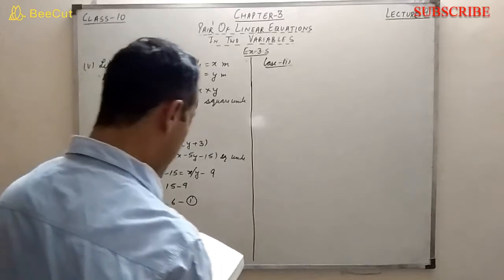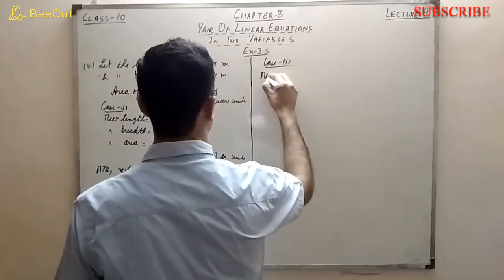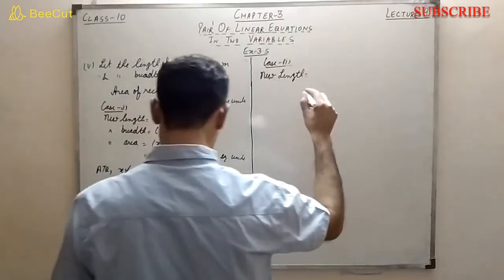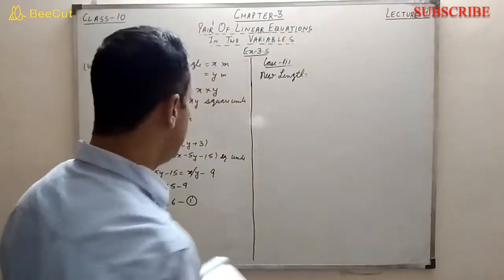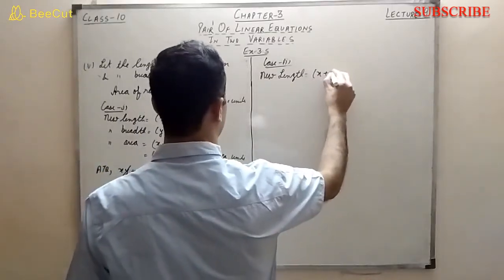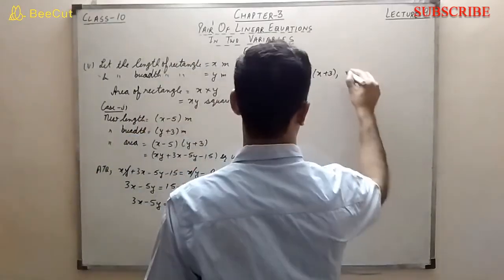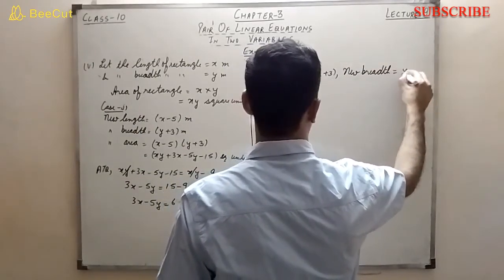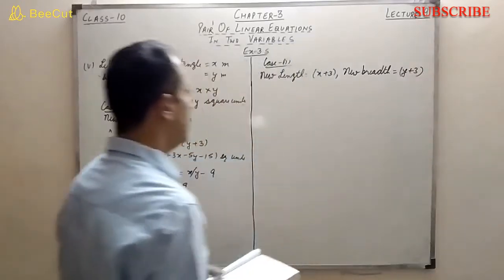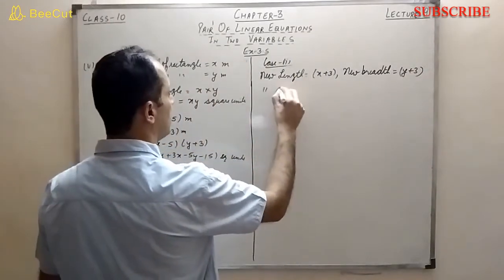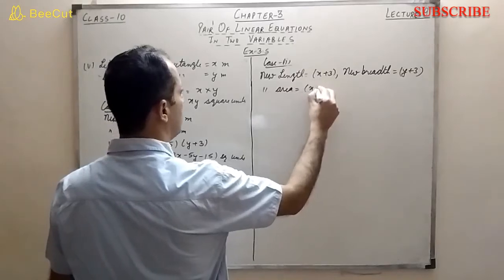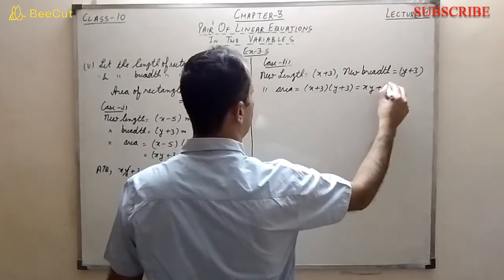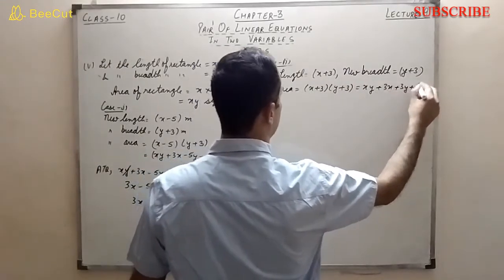Now, in the second equation, the new length is given to us. If we increase the length by 3 units, it becomes x plus 3 units. And the new breadth equals y plus 3. So the new area in this case would be x plus 3 into y plus 3, so that is xy plus 3x plus 3y plus 9.